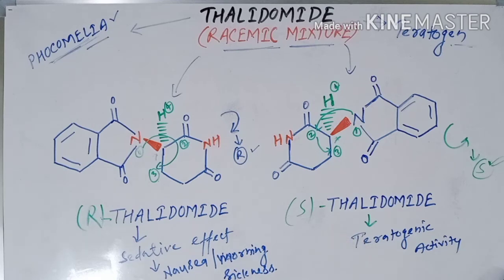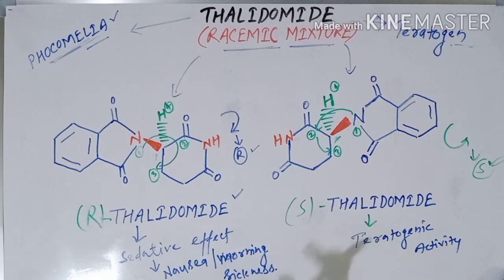So in due course, only R thalidomide was clinically approved by the governing body, and only R thalidomide is used for the treatment of nausea and morning sickness. This S thalidomide is completely banned. Nowadays S thalidomide is not used for the treatment of nausea and morning sickness.